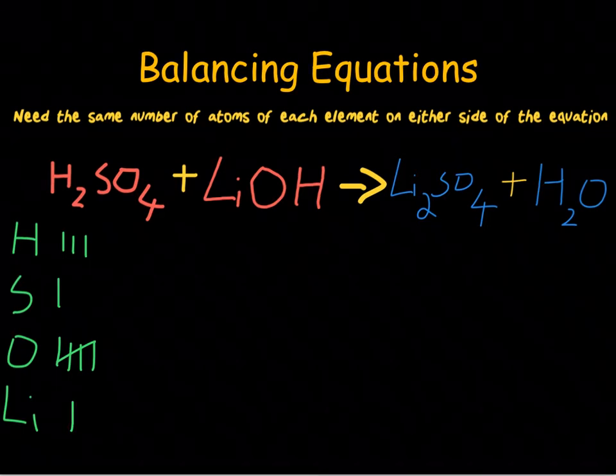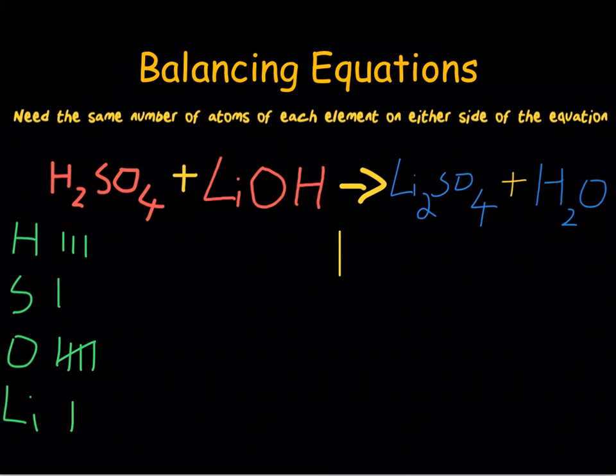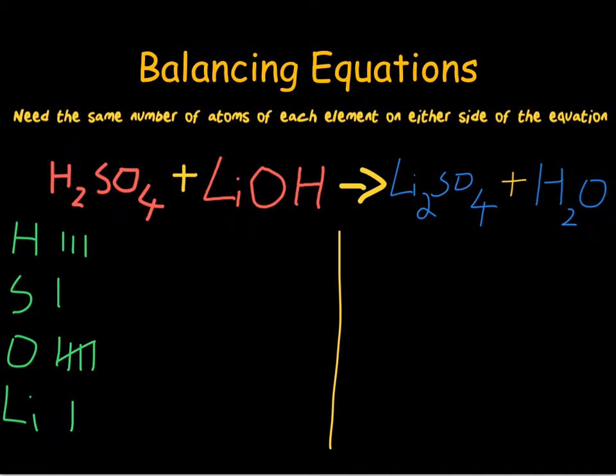We are now going to count them up on the right-hand side. So starting with hydrogen, we have 2 hydrogens. We have 1 sulfur, as we did before. We have 5 oxygens, 4 here and 1 here. And finally, we now have 2 lithiums. As we can see, we do not have the correct number of hydrogens or the correct number of lithiums.